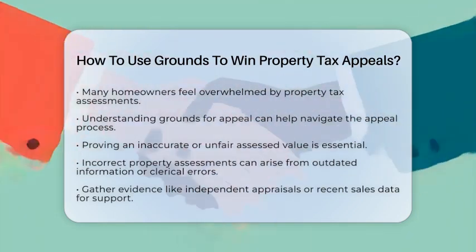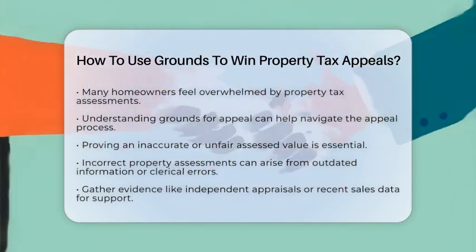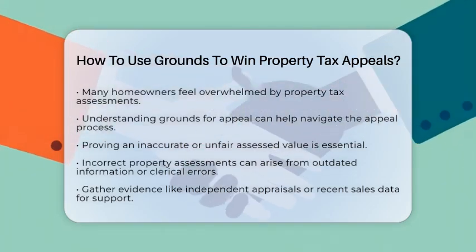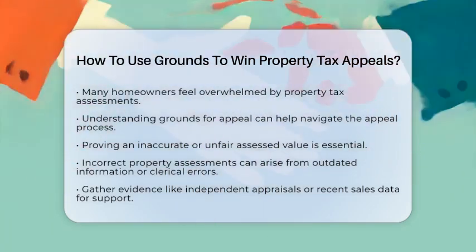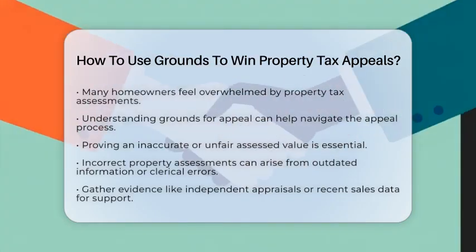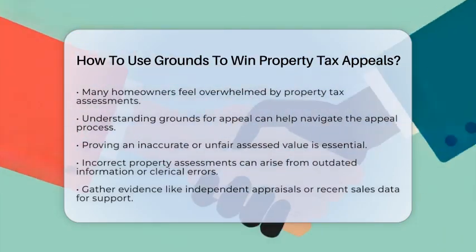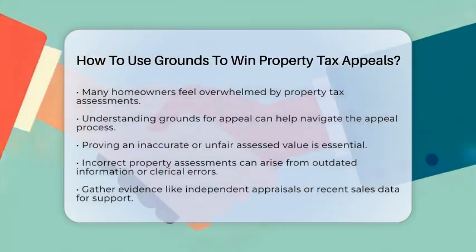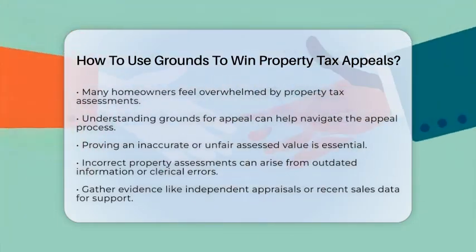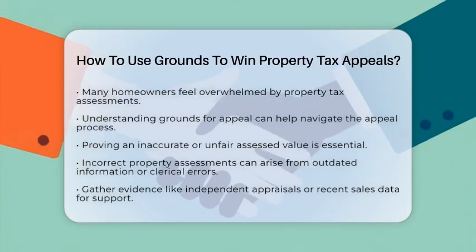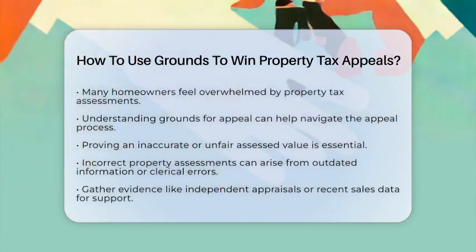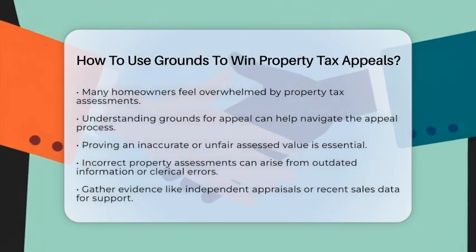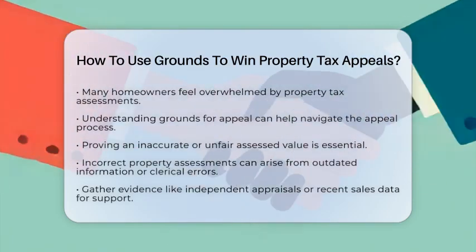First, you need to focus on proving that your property's assessed value is inaccurate or unfair. One of the primary grounds for appeal is an incorrect property assessment. This can happen due to outdated information or clerical errors. For instance, if your property's size or condition has been misreported, gather evidence like an independent appraisal or recent sales data of similar properties to support your claim.